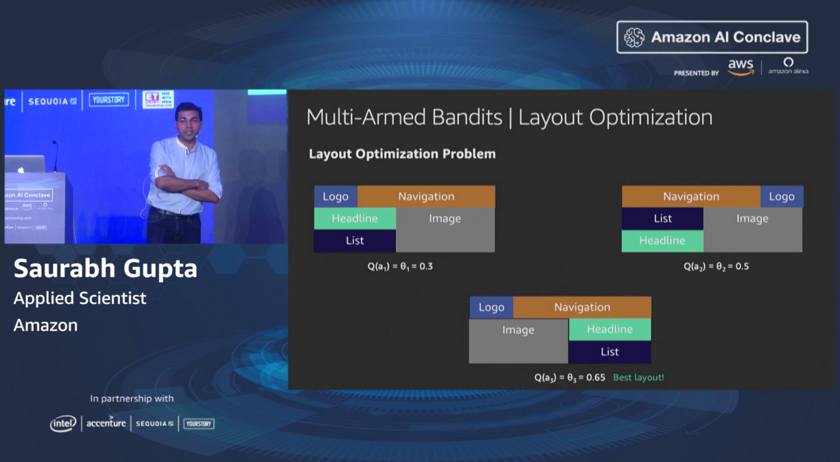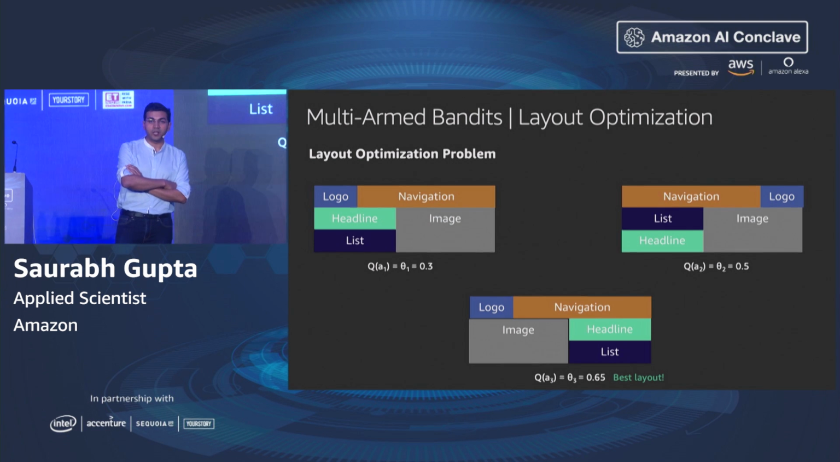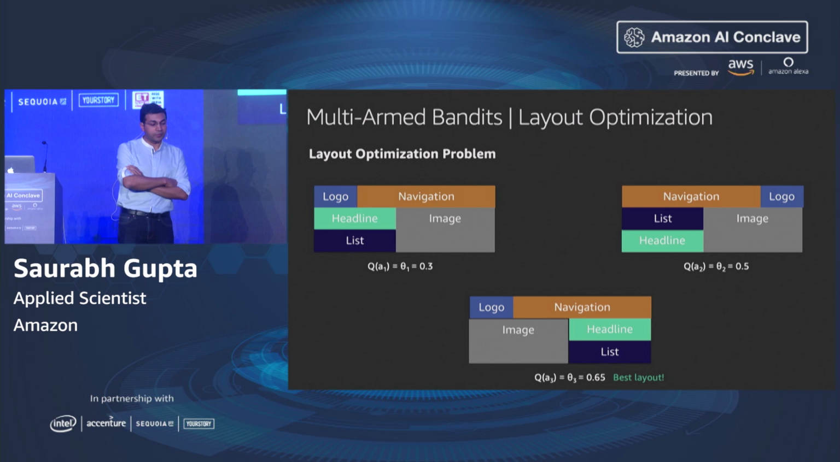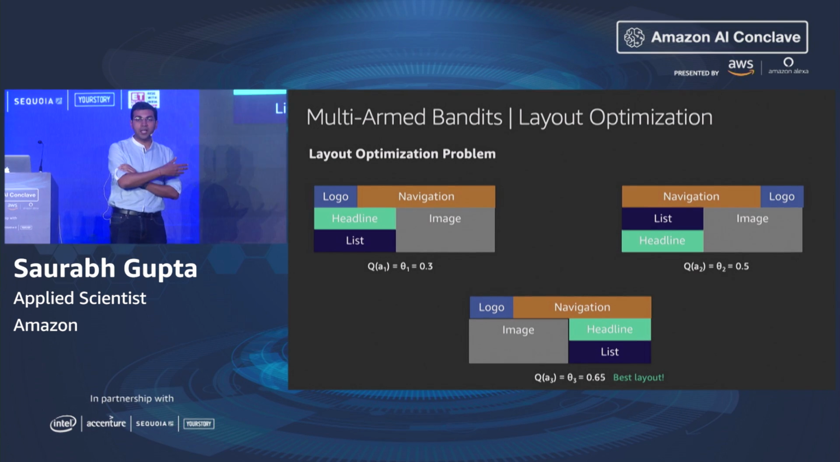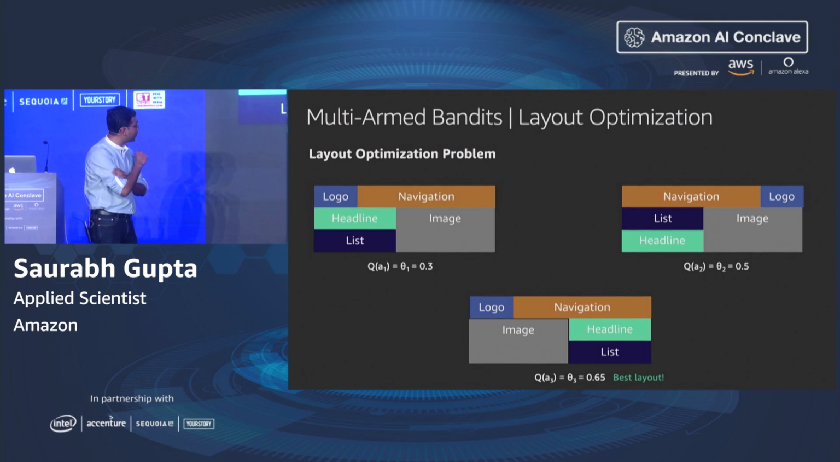So we have 3 different layouts, and we want to test which layout is the best for our users. We are going to do a simulation run. So we have to fix which layout is better in terms of these true Q values. For layout 1, the true Q value is 0.3.